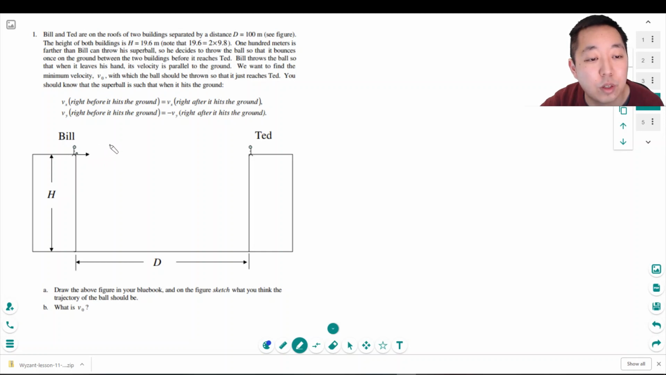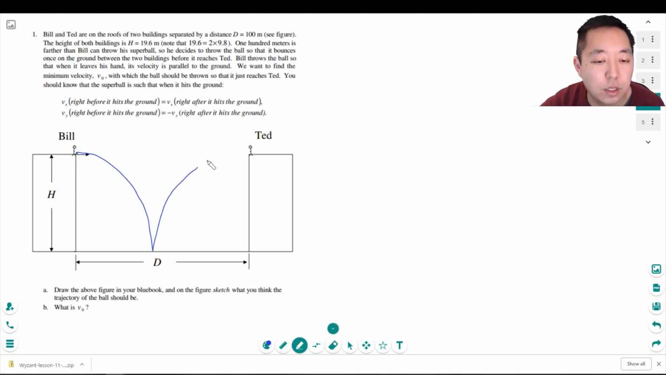Ted. You should know the super ball is such that when it hits the ground, the velocity in the X direction right before it hits the ground is the same, and the velocity in the Y direction is negative Vy right after it hits the ground. So what it's basically going to do is it's going to bounce like this. And we want Ted to catch it just like that.